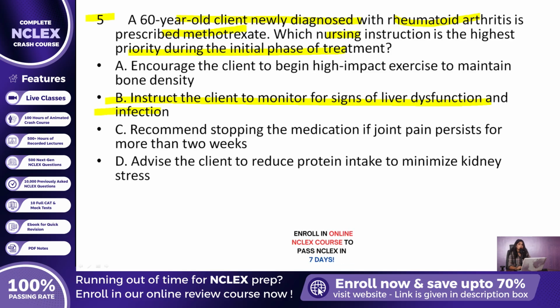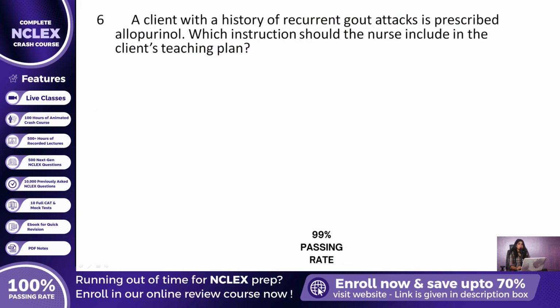Let's continue with gout, but now we'll shift focus to long-term management. How do we prevent future flare-ups? Question number 6. A client with a history of recurrent gout attacks is prescribed allopurinol. Which instruction should the nurse include in the client's teaching plan? Here are your option choices.